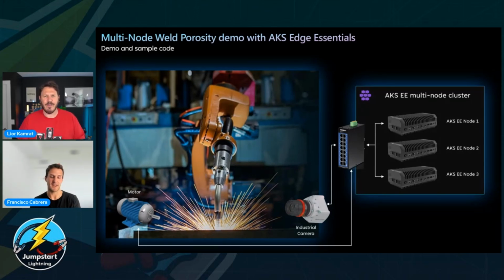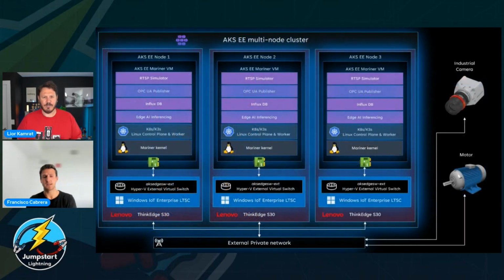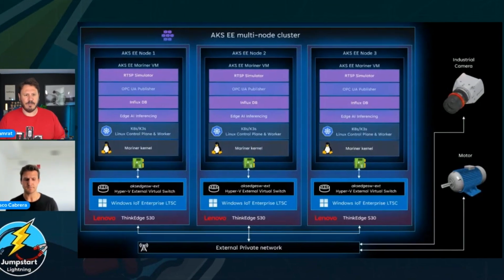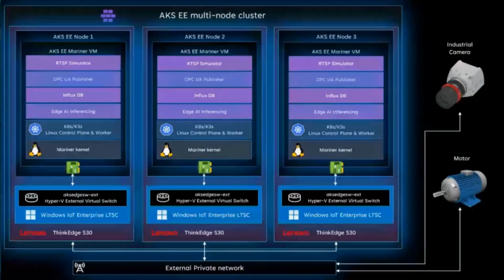Yeah, that's great. And we're seeing a lot of this right now, and I think it's going to be increasing in the next few months. But let me go over one more slide. The previous one was the big picture, here is more into the details. So we already talked about multi-node clusters, using the external virtual switch for the networking. So we're running 3 devices using Windows IoT Enterprise LTSC, and we have 3 different Linux nodes. They're both control plane and worker nodes.